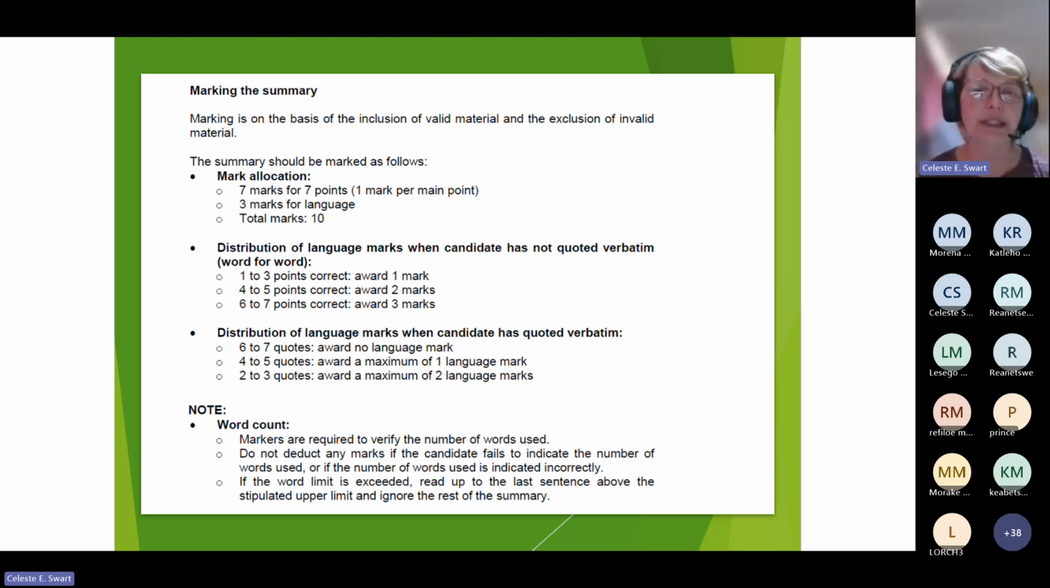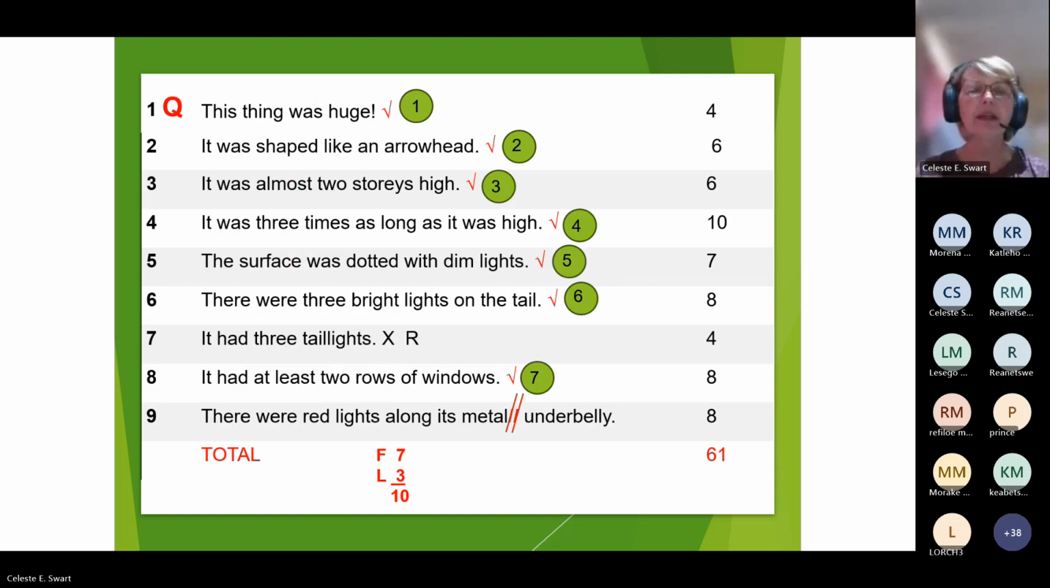It's very, very important. Now, this is how it will be marked. I want you to take note that you'll see that they are all numbered 1 to 9. And you see the double line there. The marker is going to count your number of words, and then they are going to indicate it like this. When they've indicated like this, they're telling you that they're only marking up to that point.